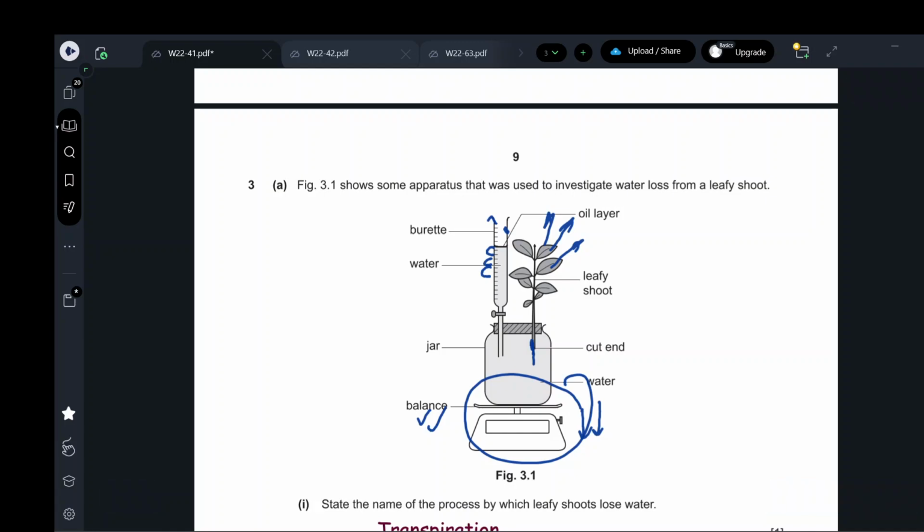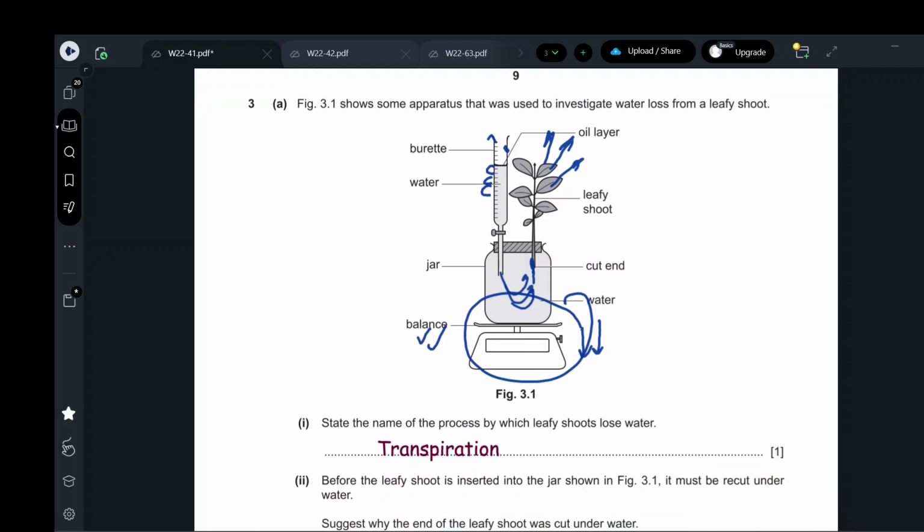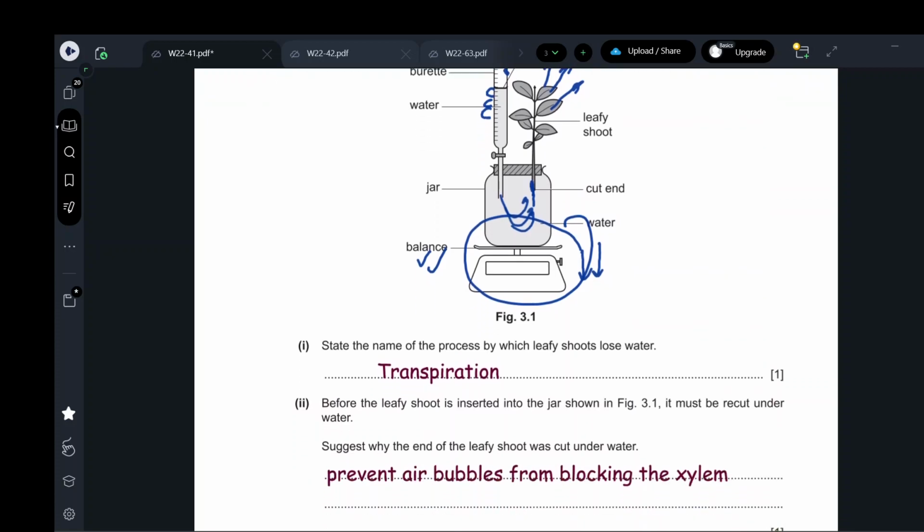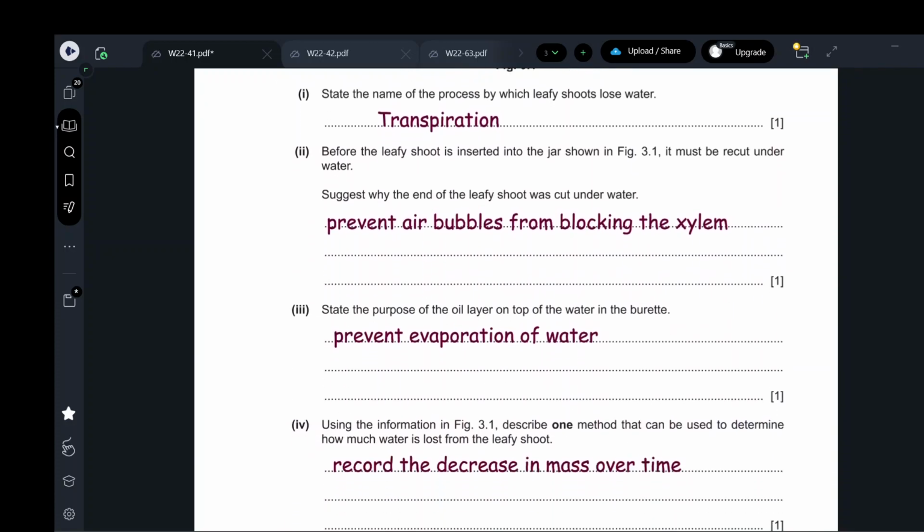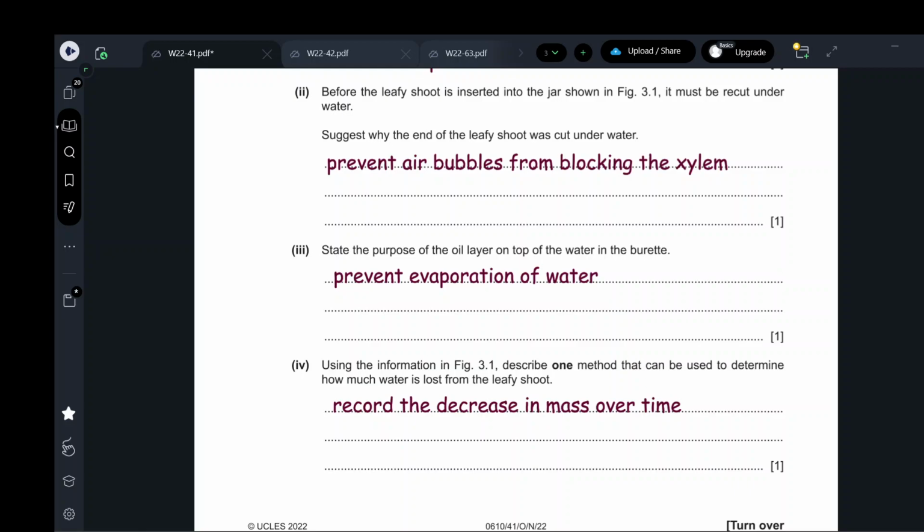Why is this a way of measurement? Because when the leaf loses water, it will absorb other water from the beaker. So the level of the water in the burette will decrease. So you have two answers, either to measure the mass lost over time or to measure the water used over time. Both are correct.